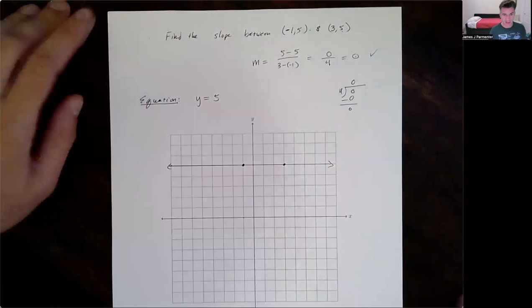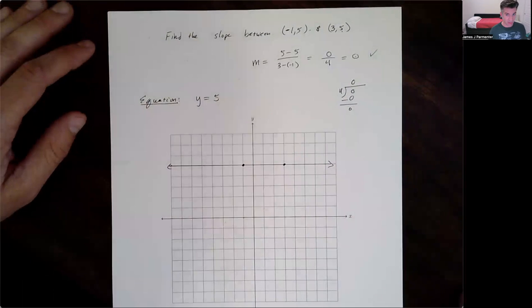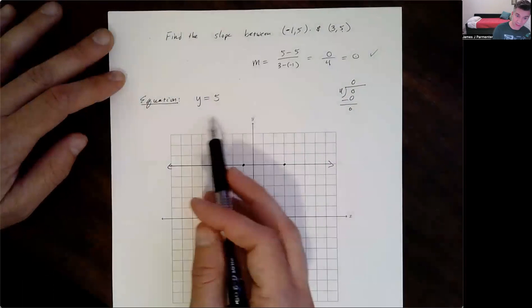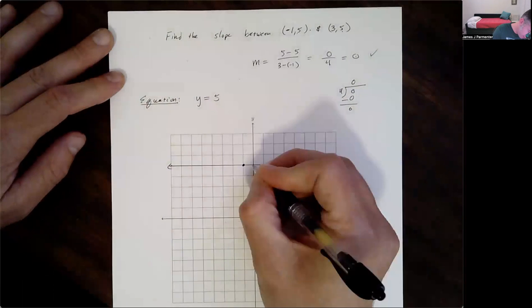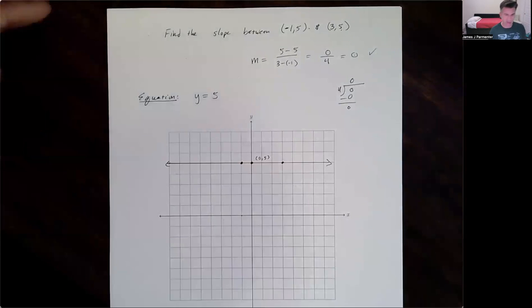X can be anything. So it's kind of weird. Like if I said find the y-intercept, you'd say, well, if I plug in x equals 0, there's nowhere to plug in x equals 0. You're going to get y equals 5. And the y-intercept is 0,5. Kind of neat, kind of weird.